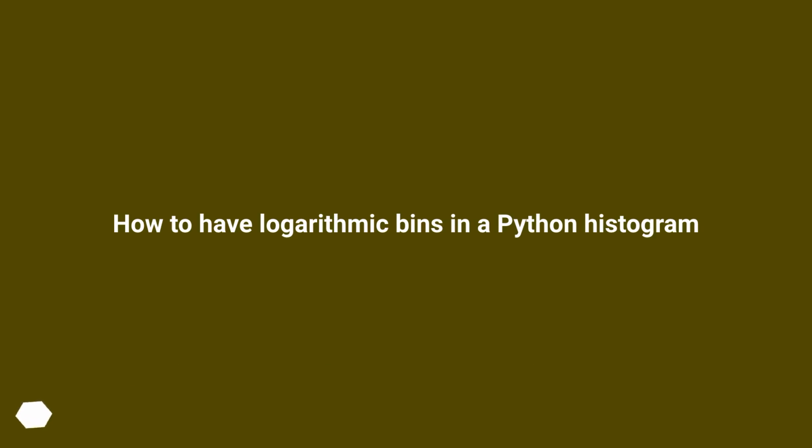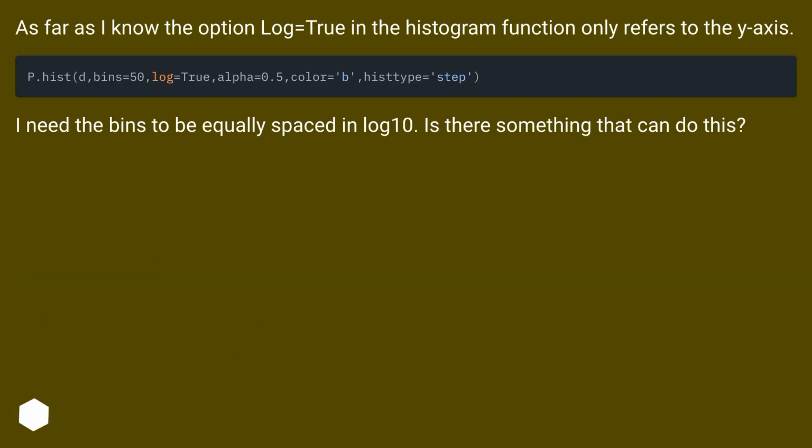How to have logarithmic bins in a Python histogram. As far as I know, the option log equals true in the histogram function only refers to the y-axis. I need the bins to be equally spaced in log 10. Is there something that can do this?